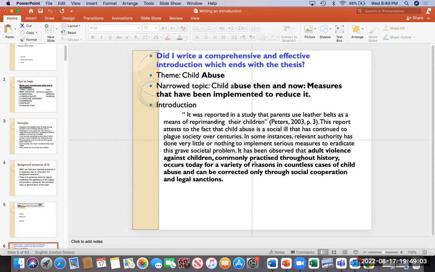Hello? Can you repeat, sir? What type of opening is this in the introduction? Remember, we just talked about the three components of an introduction. What type of opening sentence is this in this introduction?